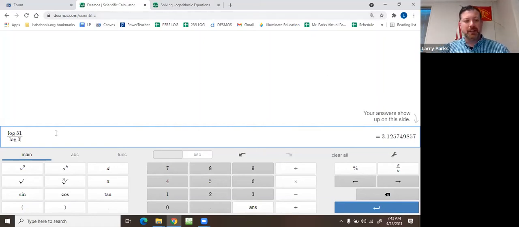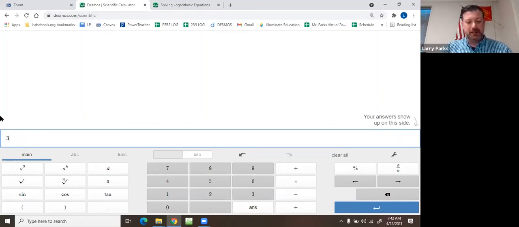And then checking my work, what is 3 to the 3.1? I should get 31. I get almost 31. The reason why it's not quite 31 is because I rounded too much. So I encourage you to round or to carry that decimal place out as much as possible, but we almost get 31.